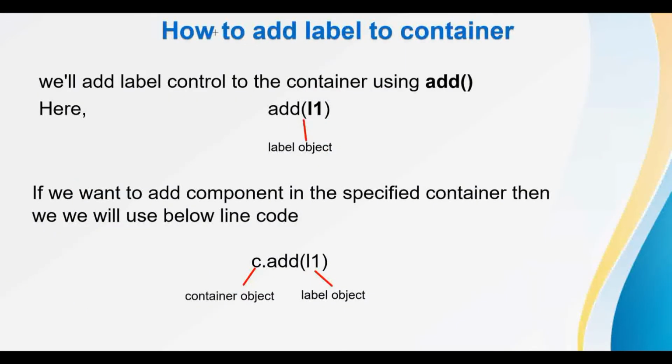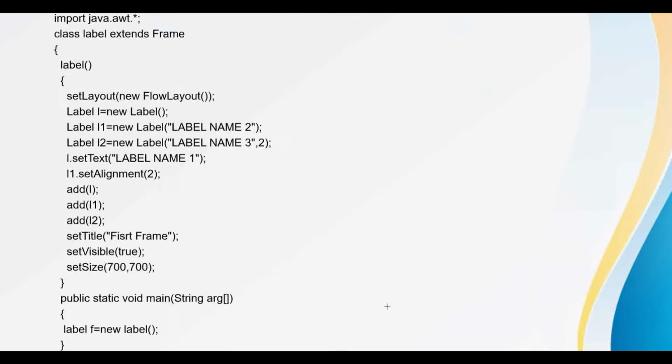After constructors and methods, now see how to add a label to the container. We can add a label to the container using the add method. Here L1 is a label object, and if you want to add a label in a specific container, then we will use this line of code. Here C is a container object and L1 is a label object.